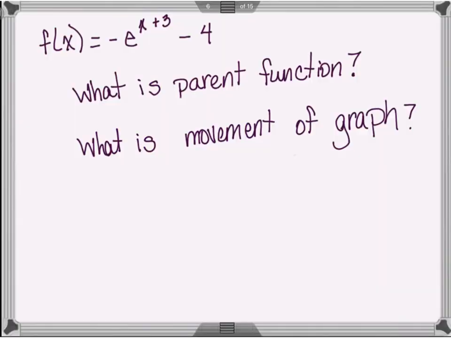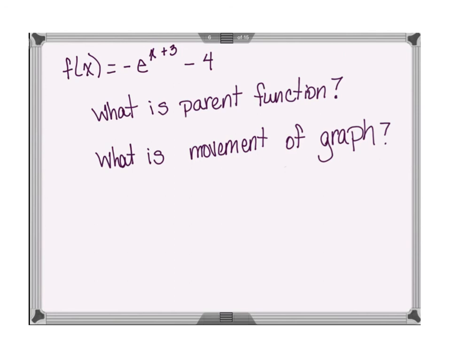So, grab that calculator. I want you to take a second. F of x equals negative e to the x plus 3 minus 4. I want you to determine what is the parent function and what's the movement of the graph. So put this on pause and think about what is happening to that graph.